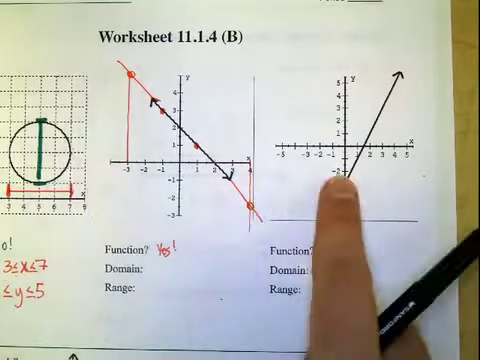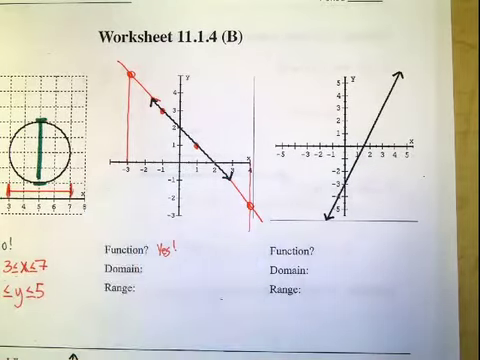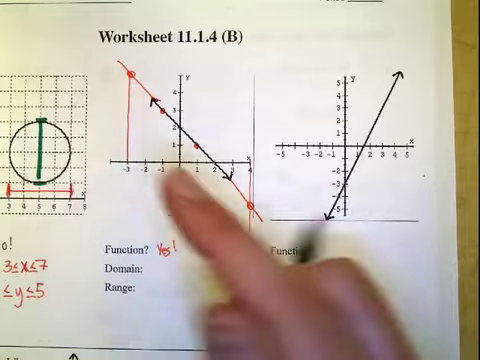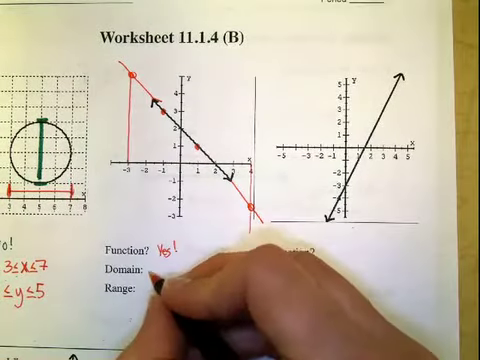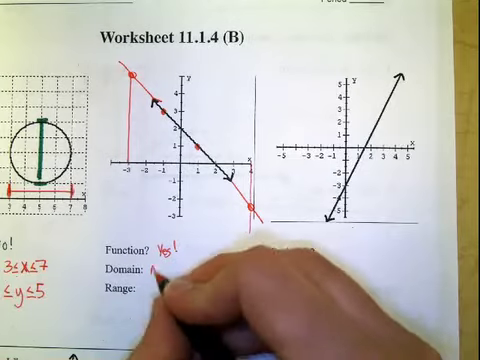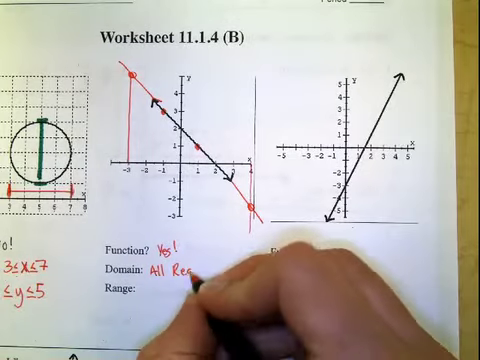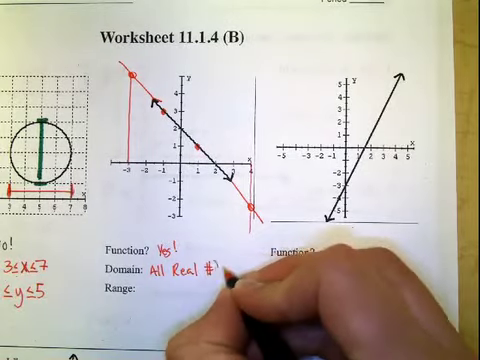So is there ever a time when there's not going to be a point? No. All the x values, lines go on forever and ever and ever and ever. So the domain is all the x numbers, all real numbers.